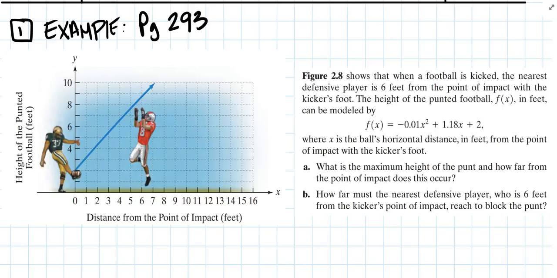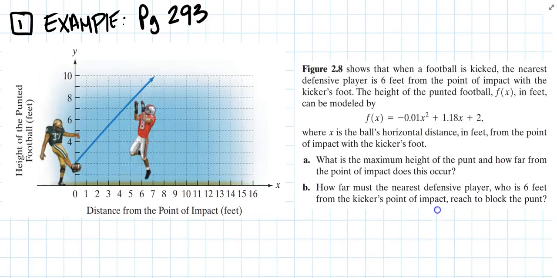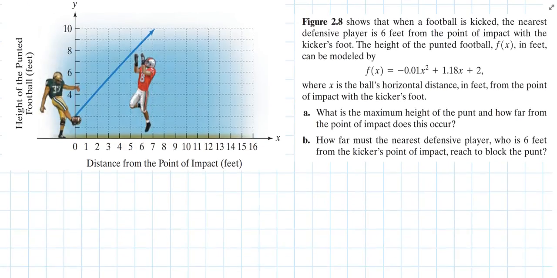Okay. So, part A says, what is the maximum height of the punt, and how far from the point of impact does this occur? So basically, you guys, this question is asking you to find the vertex. So for part A, all they really want is the vertex. So this is the part that we're going to write down together for part A.